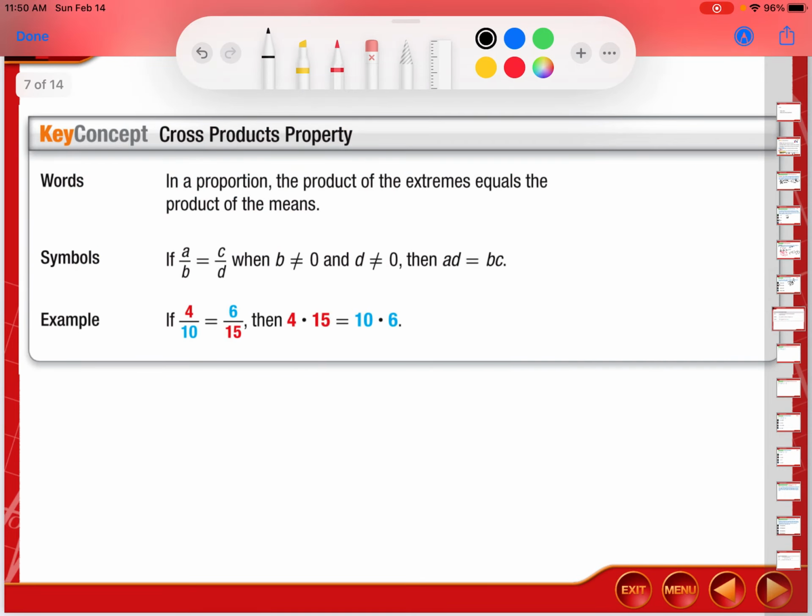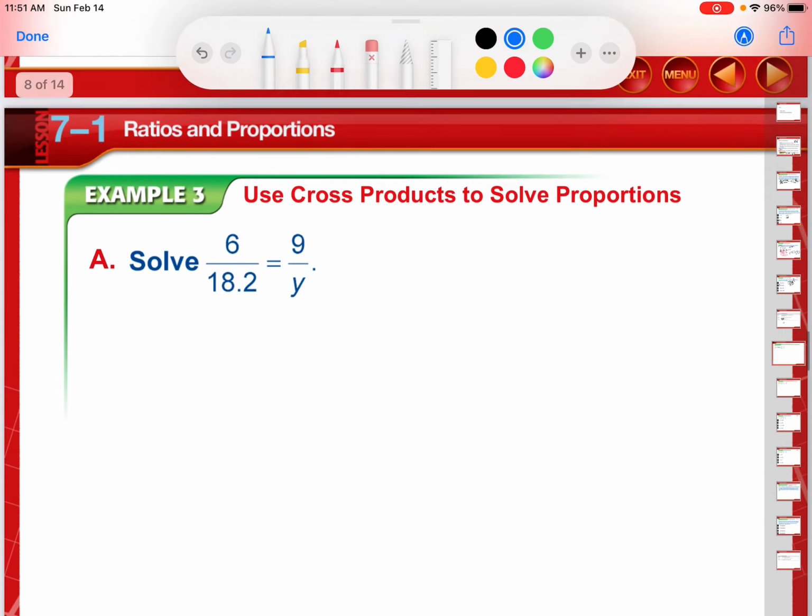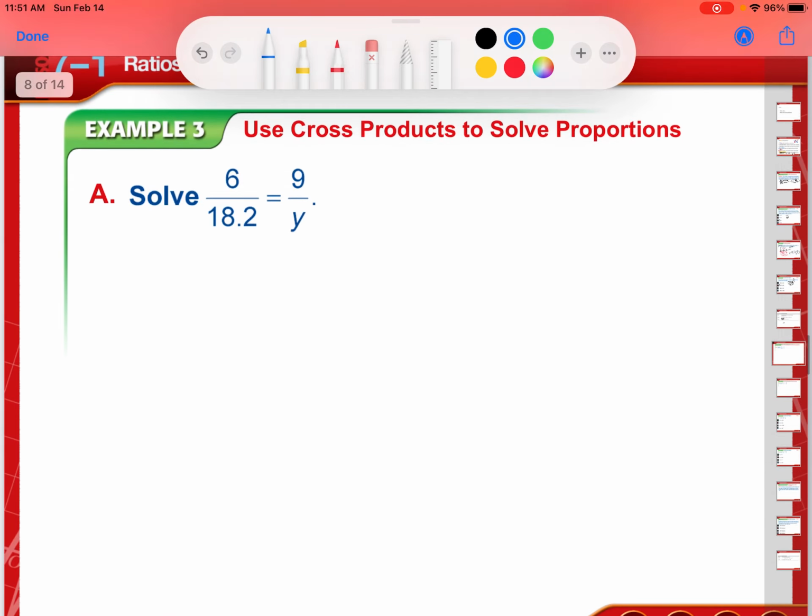All right, continuing on. So cross products property. In a proportion, the product of the extremes equals the product of the means. Fancy way of saying if you multiply the diagonal people, you get the same number. All right, so we multiply the diagonals. If they're equal, that means they're proportional. If they're not equal, then we draw a big frowny face, multiple tears, because it's not proportional, and that makes us sad. So let's look at some examples of this.